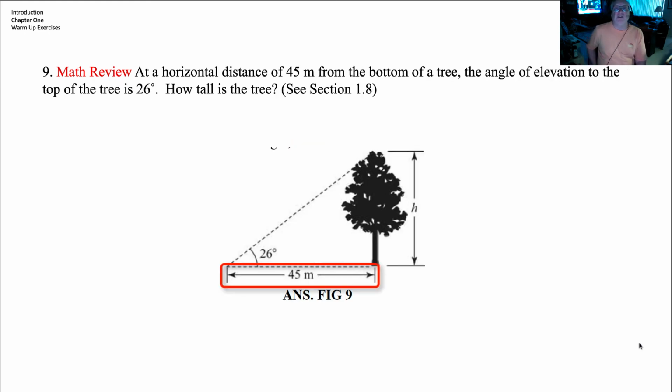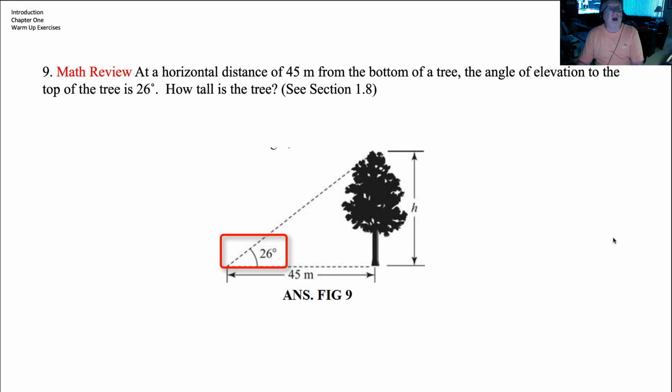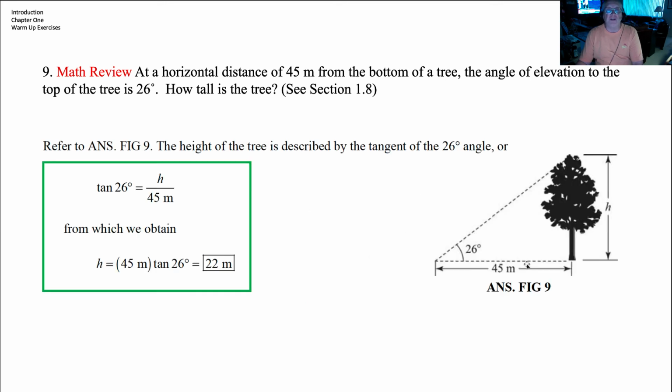Finally, using the trigonometric relationships to determine a side of a triangle. At a horizontal distance of 45 meters from the bottom of a tree, the angle of elevation to the top of the tree is 26 degrees. How can we find that value h? Okay, so we've got the horizontal distance, 45 meters to the base, and the angle of 26 degrees.